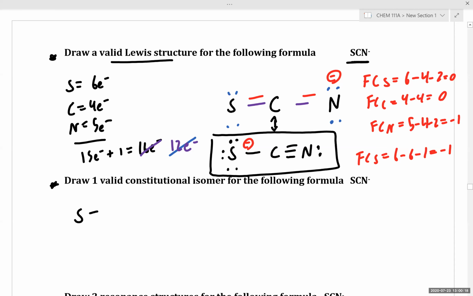So, in terms of drawing a valid constitutional isomer, sulfur is slight. Thinking about electronegativity, it's very close. In general, you want to place the negative charge on the more electronegative atom. In this case, it's pretty close. In general, atoms like sulfur and oxygen prefer to have a negative charge over atoms like nitrogen. Though I have to emphasize, this is a very, very small difference between these two structures, and both would be accepted.